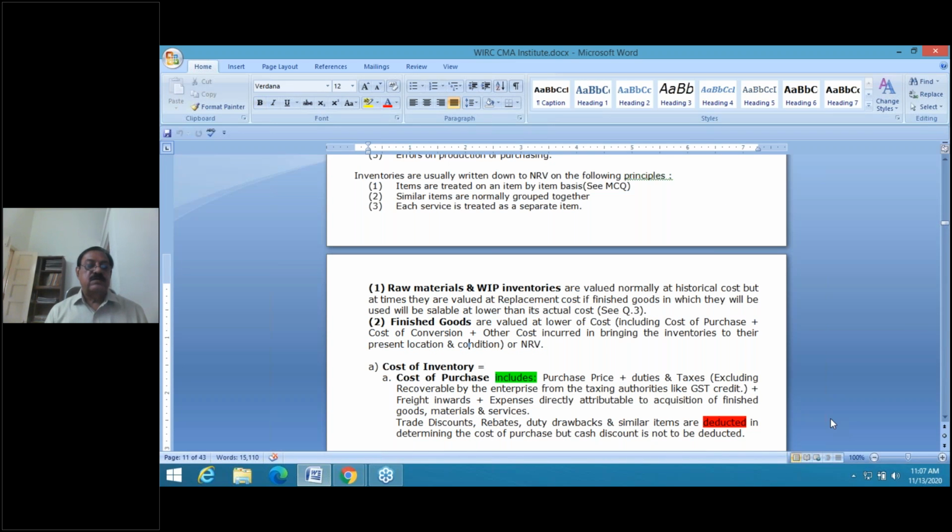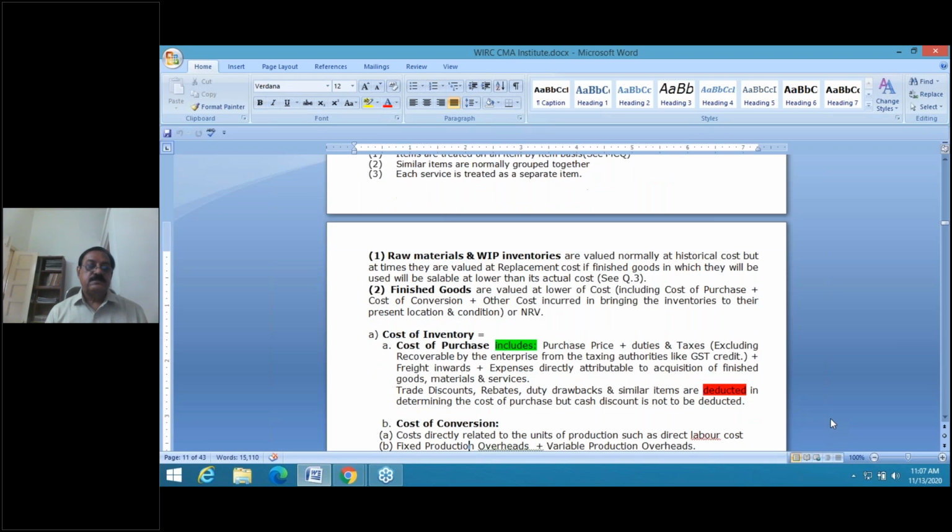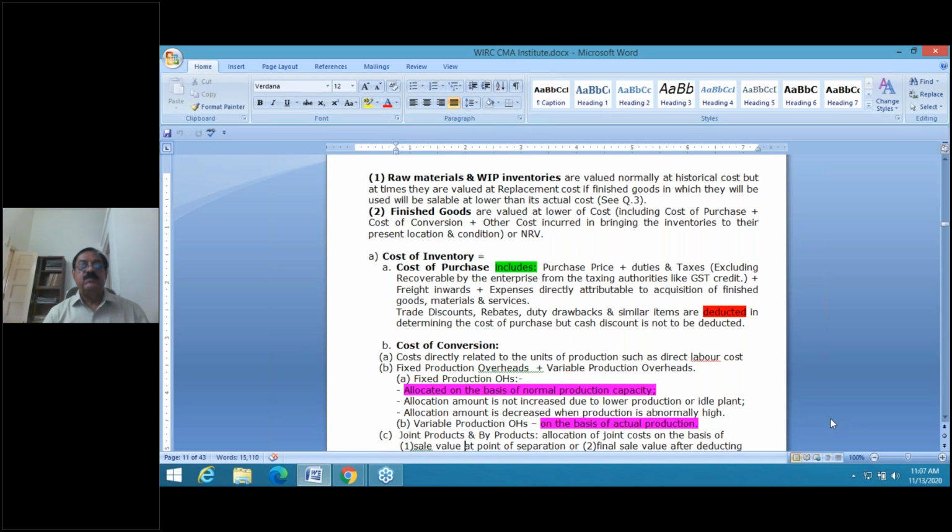Now the rules for valuation. Raw materials and WIP are valued normally at historical cost, but at times they are valued at replacement cost if the finished goods in which they will be used will be sellable at lower than their actual cost. Whereas finished goods are valued at lower of cost or NRV. And what is included in cost is purchase cost plus conversion cost plus other costs incurred in bringing the inventories to their present condition and location.